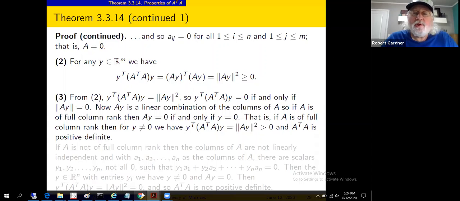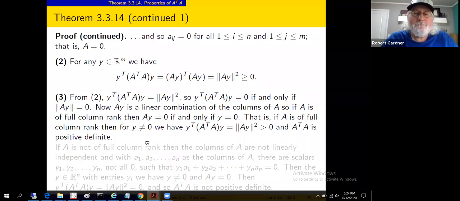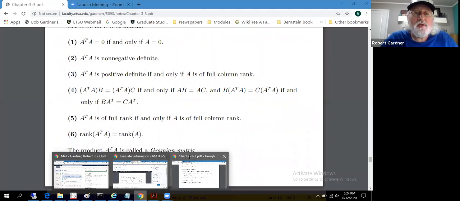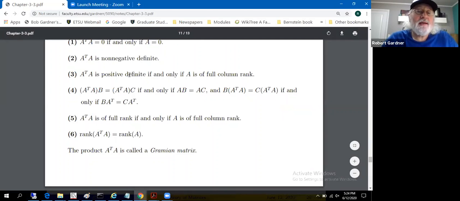Let me peek at the question again. So we've shown, it was an if and only if, wasn't it? Here it is. We've shown if A is of full column rank, then A transpose A is positive definite. It was an if and only if result. Now we want to show the other implication: if A transpose A is positive definite, then A is of full column rank.